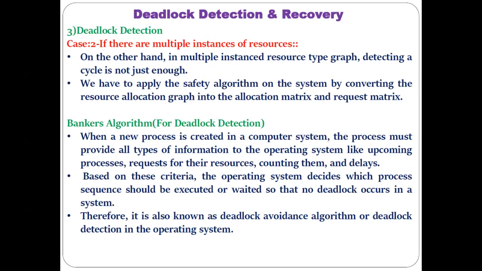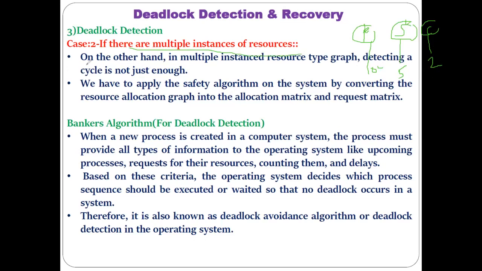Multiple instances of a resource means, suppose one resource is a printer, another resource is a scanner, and another resource you can consider as a CPU. So there are 10 printers present, 5 scanners present, and 2 CPUs present. That is what we consider as multiple instances of resources. So for the printer, multiple instances are 10, for scanner 5, for CPU 2.